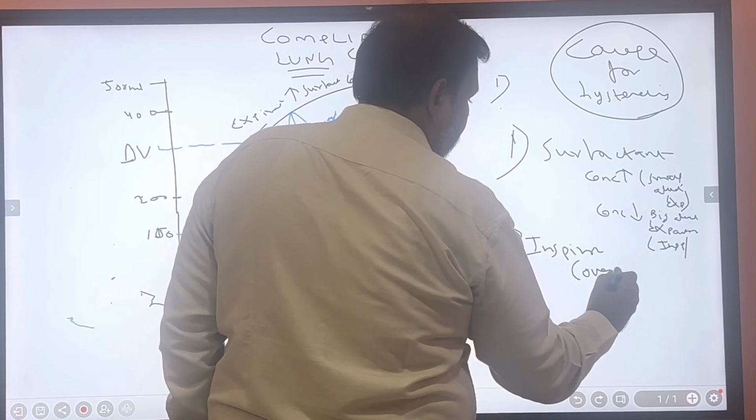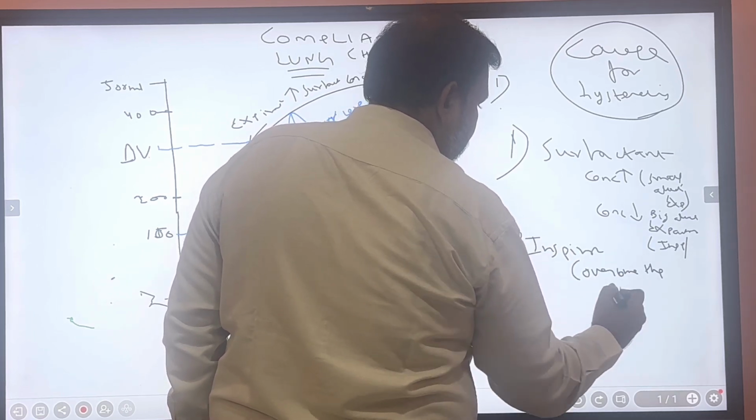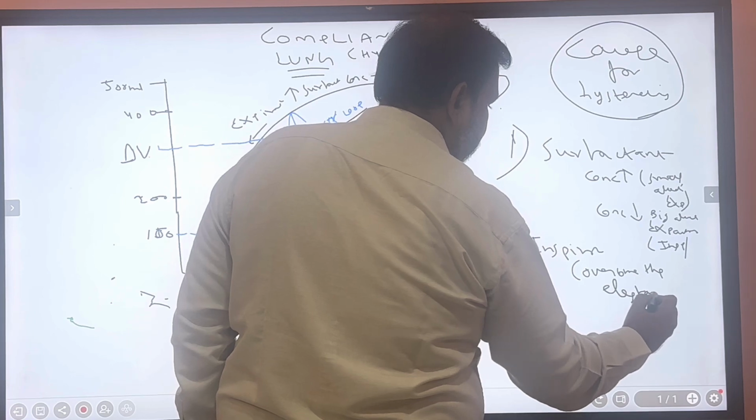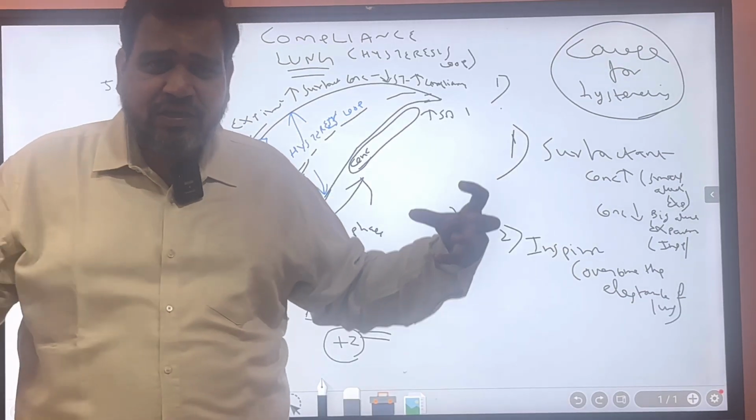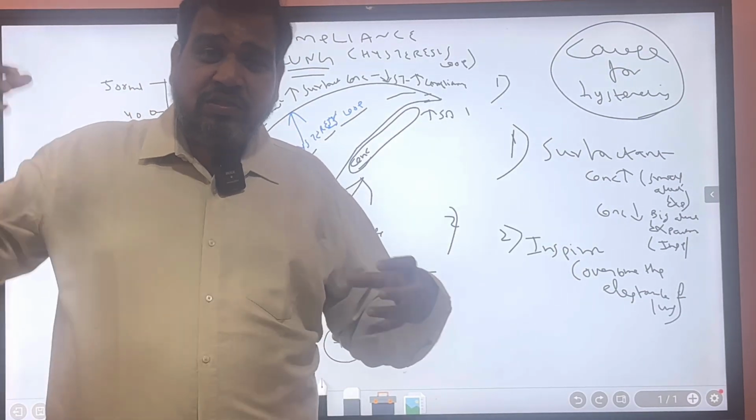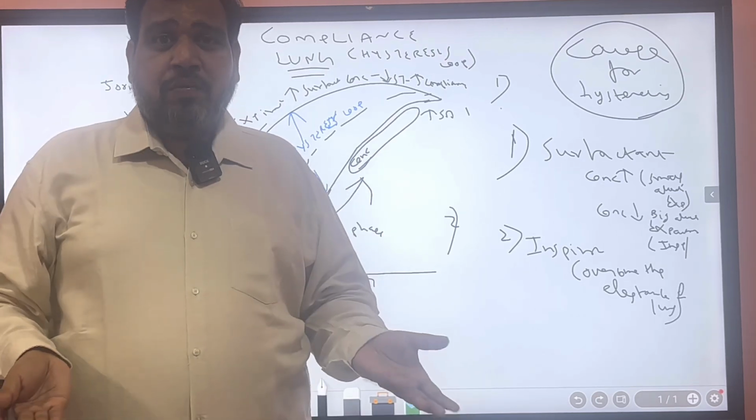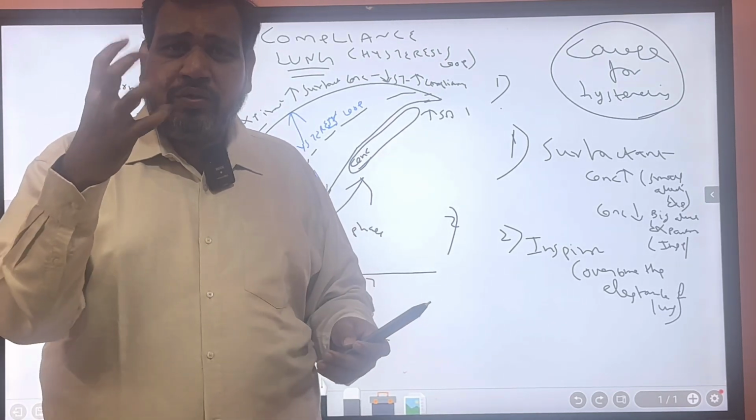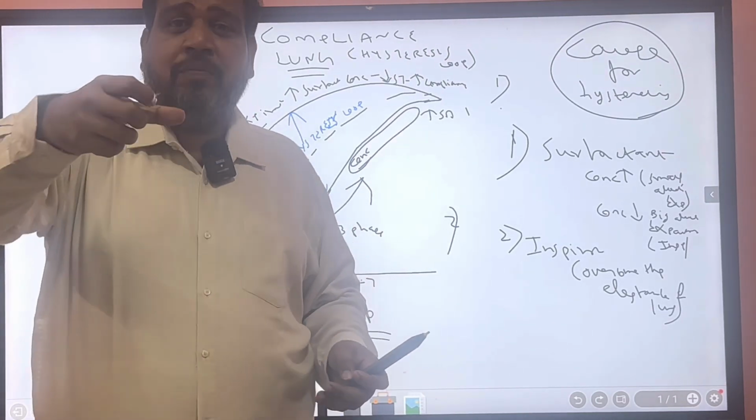I have to overcome the elastance of the lung. Elastance is recoiling. Lungs love to recoil. Against that, I have to overcome. Just like a balloon loves to recoil, I have to blow the balloon against that.